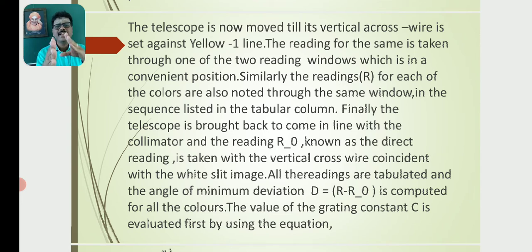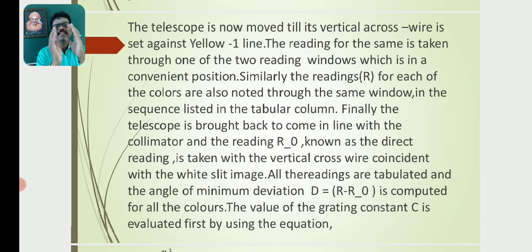Then again the crosswire is set against yellow 2, then green, then blue, and then violet, then red, like that. Then take down the readings for each color in the sequence listed in the tabular column.